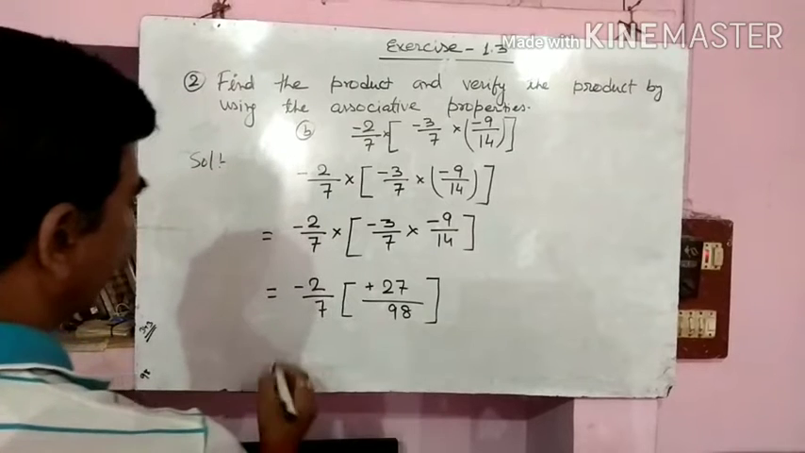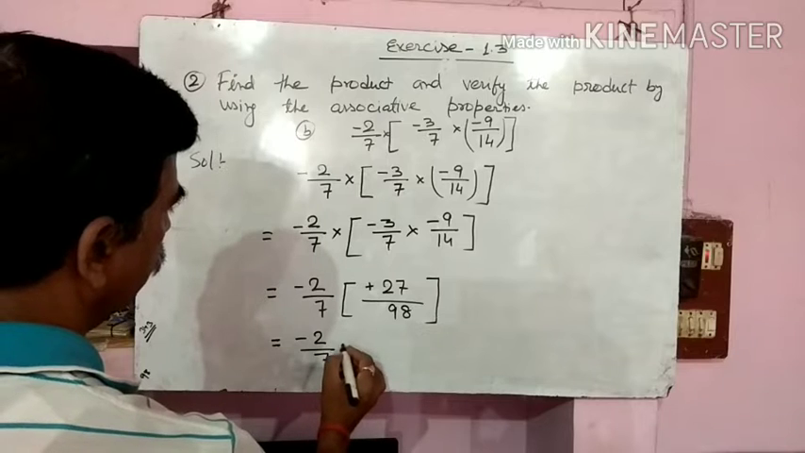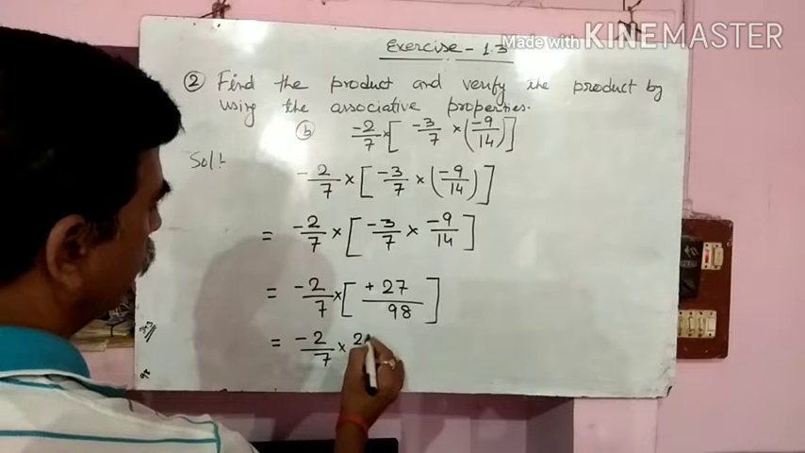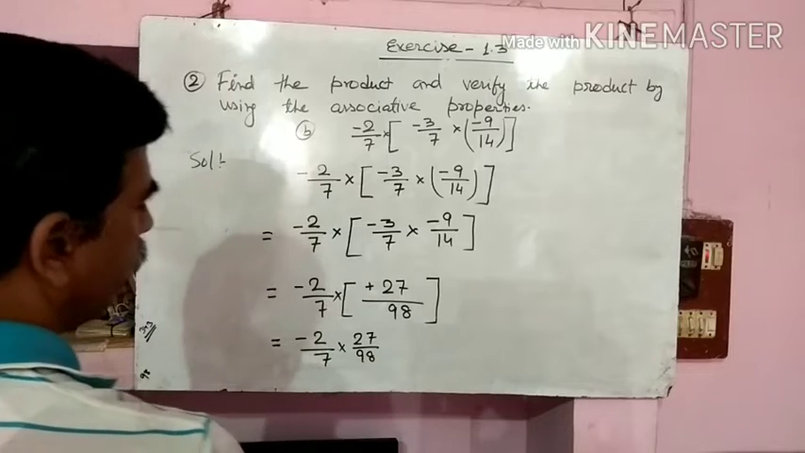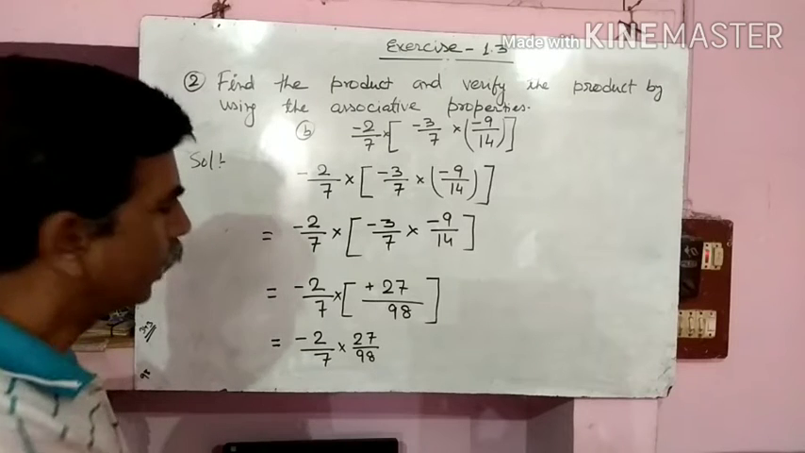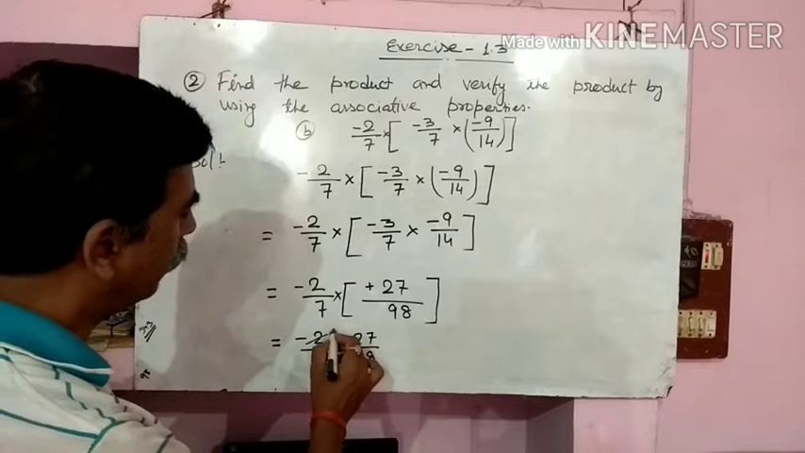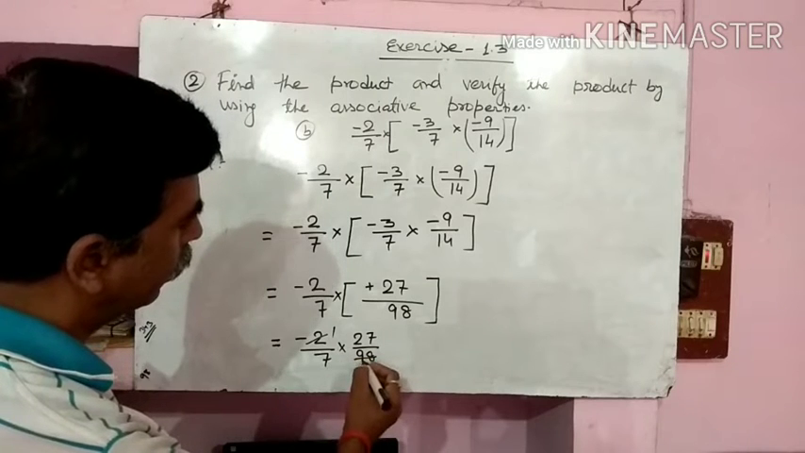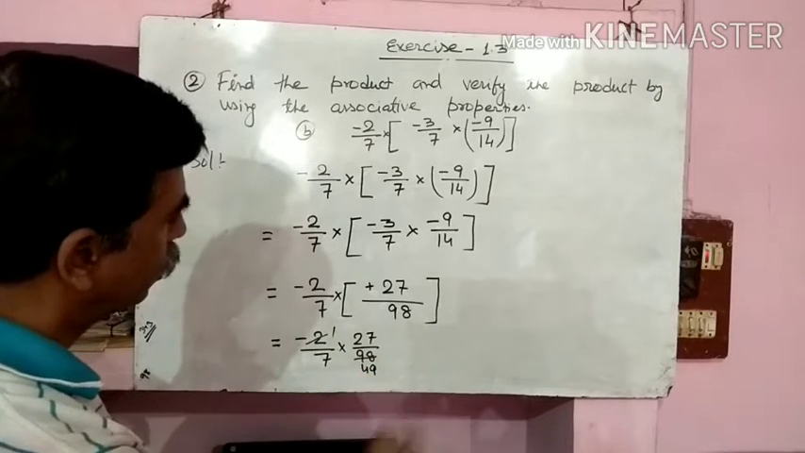Okay, so what you will get is minus 2 by 7, and if you open this bracket, the sign of multiplication, it becomes 27 by 98. Recently we discussed that if there is a sign of multiplication, you can divide the numerator and denominator both. So we can divide: 2 1s are 2, 2 4s are 8, and it becomes 18, and 2 9s are 18.